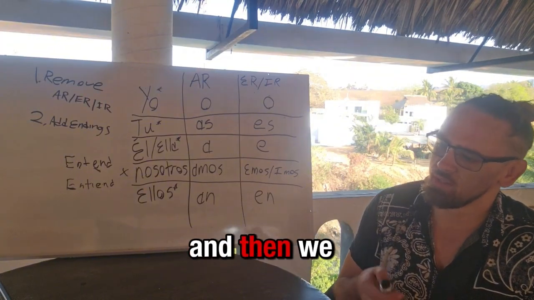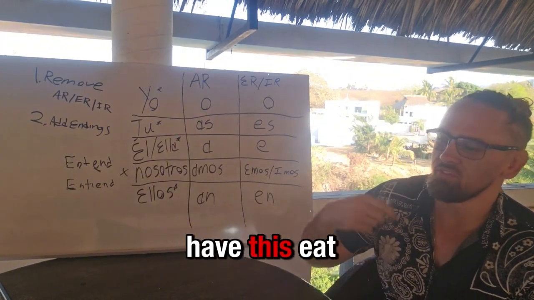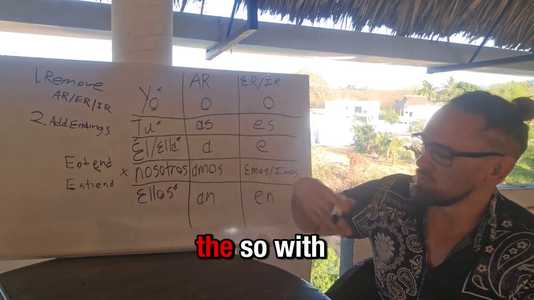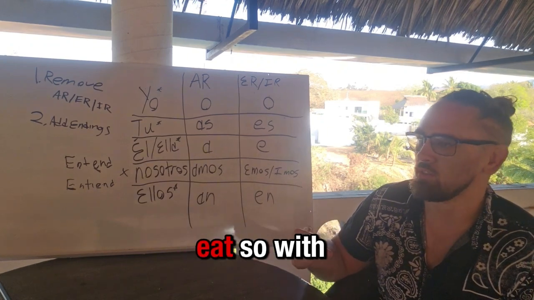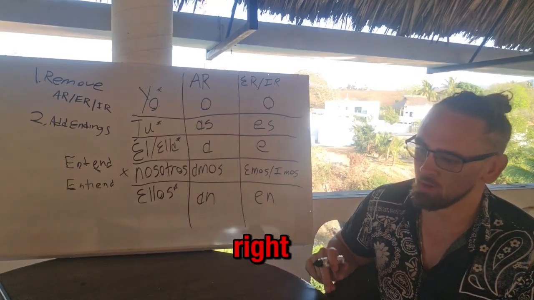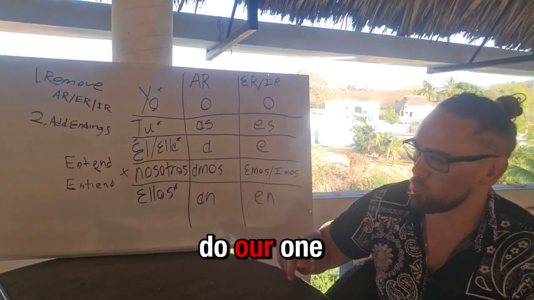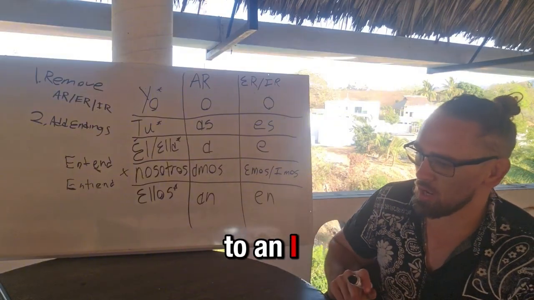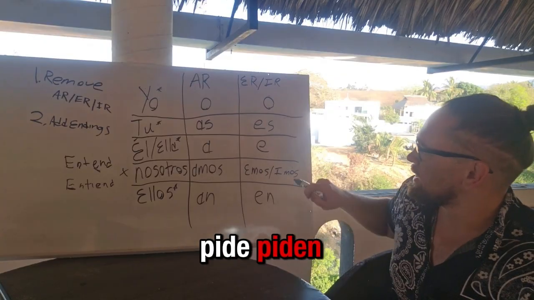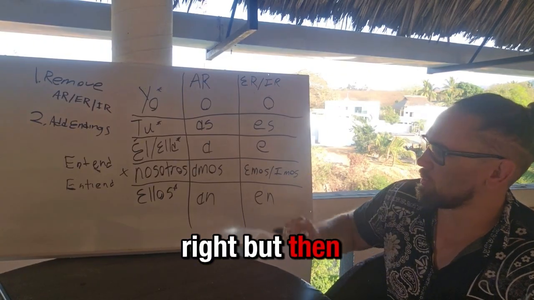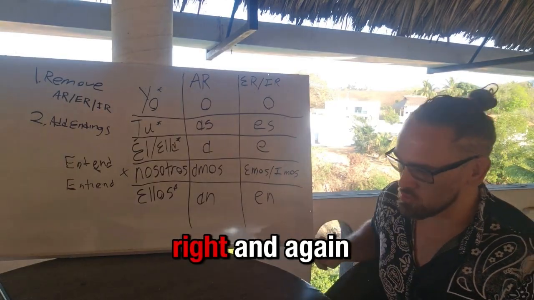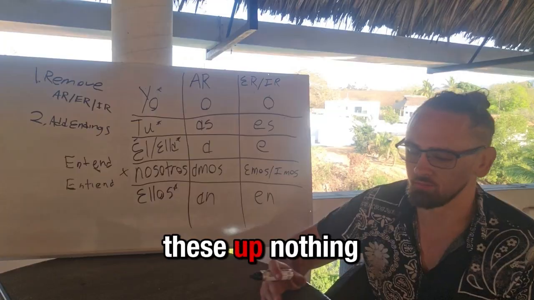That's it. And then we have this E to IE. And then we have this E to I, right? So from pedir, step 1, we get rid of that IR. Boom, right? PED. Then we're gonna do our 1B, and we're gonna change that E to an I, PID, right? And then we're gonna add our endings. Pido, pides, pide, piden, right? But then we go back to the original stem for nosotros, pedimos, right?